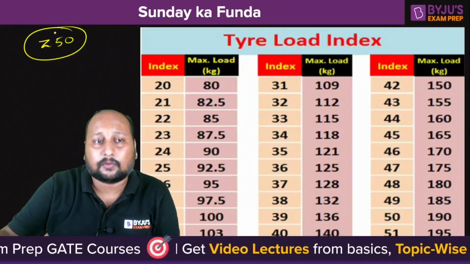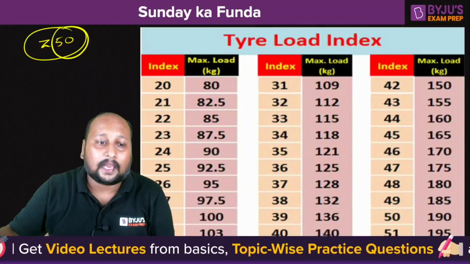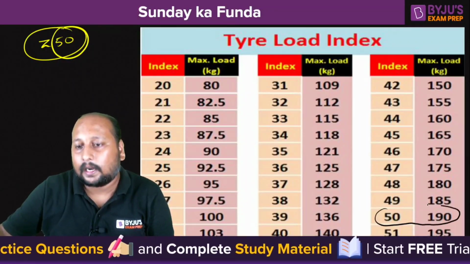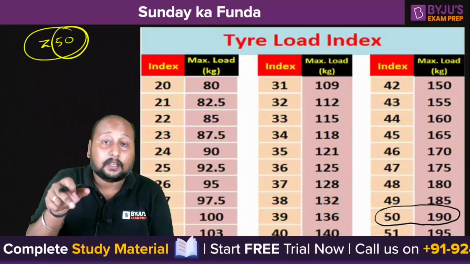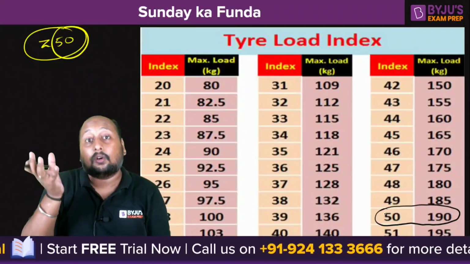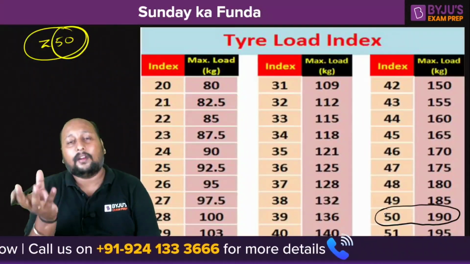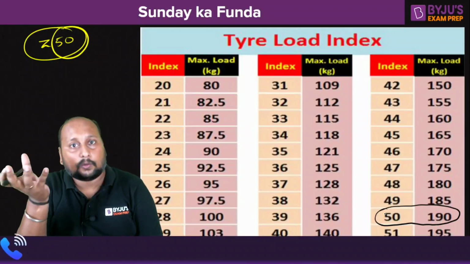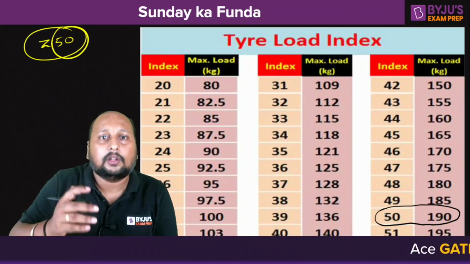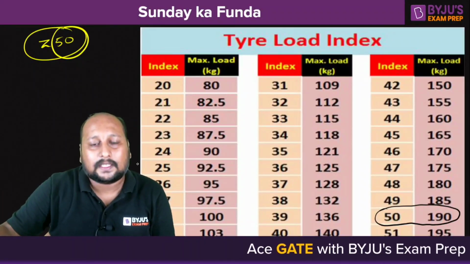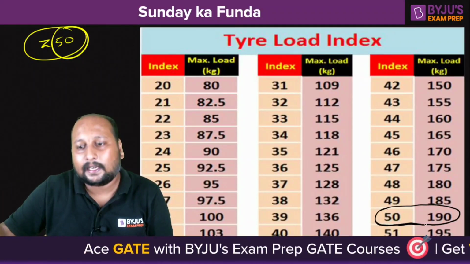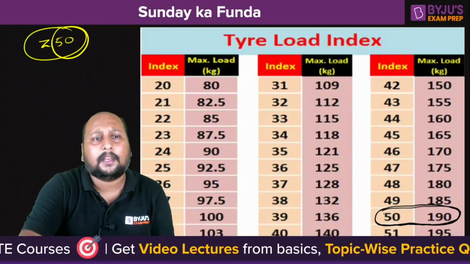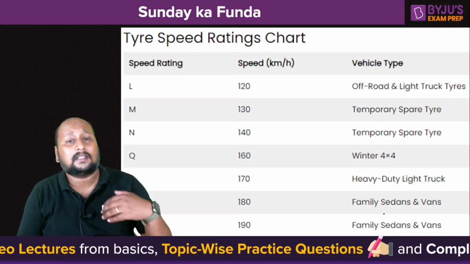So what is the meaning of that 50? 50 means you can carry at max 190 kgs. That means that wheel is subjected to carry a load of 190 kg. That also includes the dead weight of the automobile, the chassis, the car or the bike. Make sure you are always taking slightly above that. So Z50 means 190 kg is the maximum bearing capacity of that particular tire. And what's the meaning of that alphabet Z? Z basically stands for the speed rating.